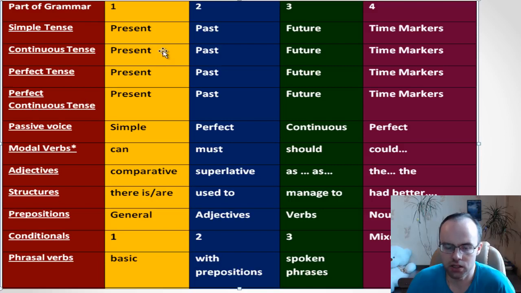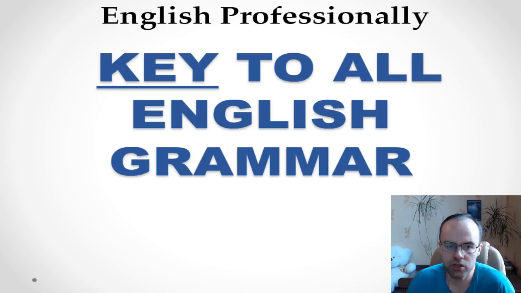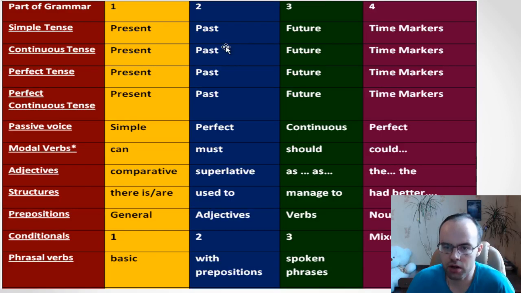Okay, my friends, so to sum up, or all in all, in conclusion, all things considered, I want to tell you that really we can call this table key to all English grammar. So it's like a map of your English studies. So what you need to start with and what you need to finish with.